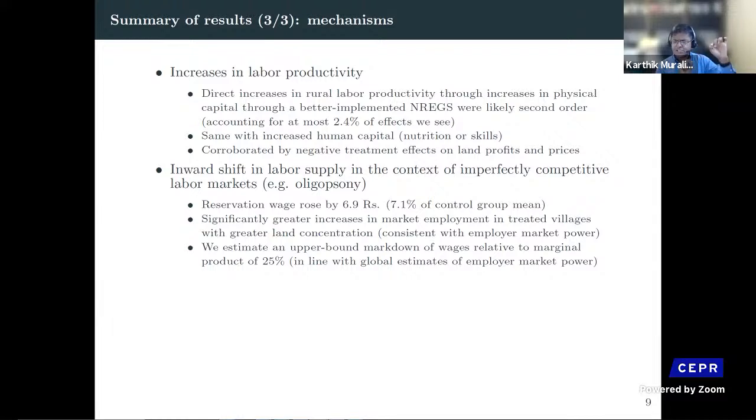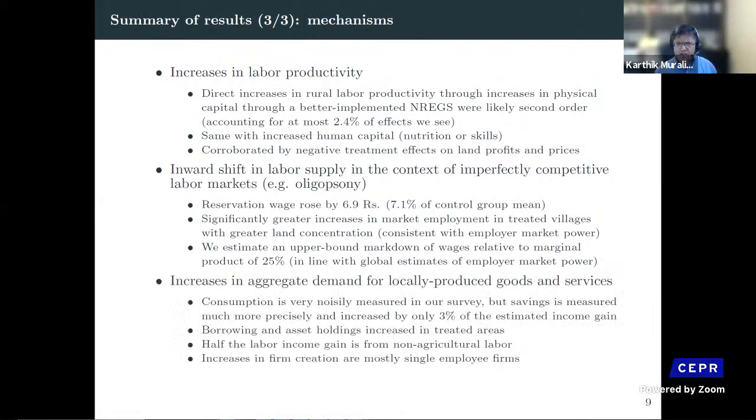Now, that test is not the same as quantifying the markdown. So then we take this to the model, and you have a simple formula for the markdown of wages relative to marginal product, and then we estimate that with the model and the moments on reservation wages and market wages, and we estimate that this markdown is about an upper bound of 25%. Okay, so workers are getting paid at least 75% of their marginal product, and so this 25% markdown is in line with global estimates of employer market power, but it's on the higher end, right? And so it suggests that employers do have considerable market power in the setting.